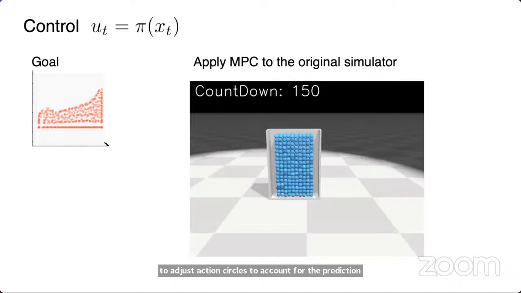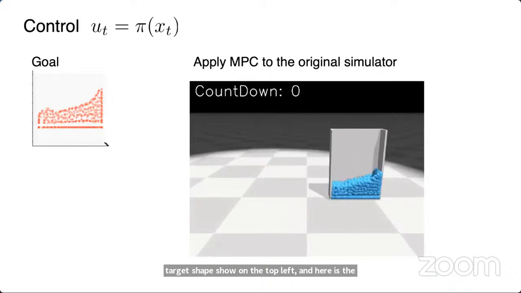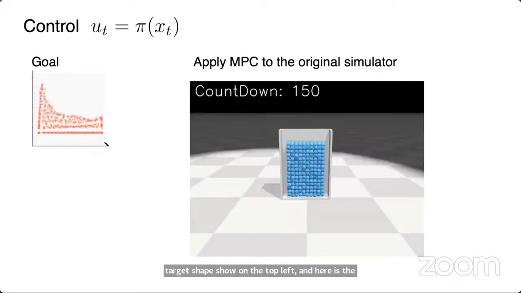Here we show our model's control results. The goal here is to shake the box of fluid. When the countdown goes to 0, we want the shape of the fluid to match the target shape shown on the top left. And here is the control process. And here's the result. Here's another example.